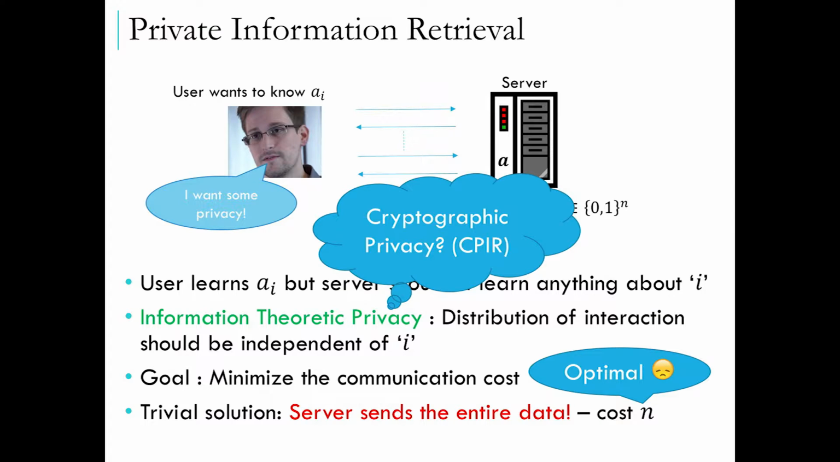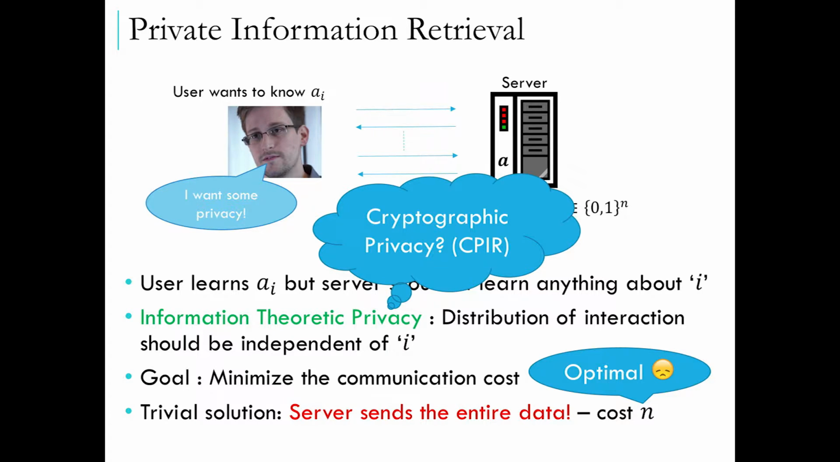Okay, so let me start with defining what PIR is. PIR stands for Private Information Retrieval. Let me define it formally. Imagine there is a server which has a database A. Let's model the database as just a sequence of n bits, A1 to AN. And there's a user who wants to know the ith bit, AI.